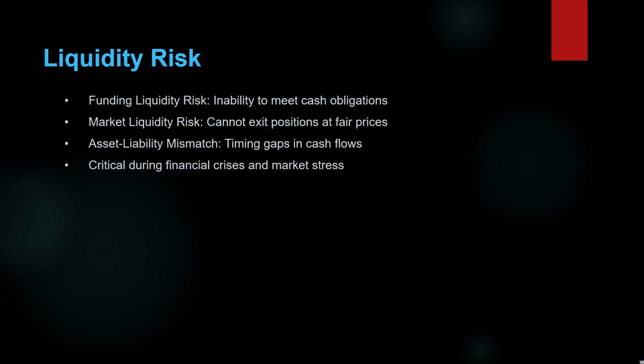Even if the institution is technically solvent, meaning assets exceed liabilities, if it cannot access cash right now, it fails. This is what happened to Northern Rock in the UK in 2007. The bank was solvent but couldn't finance its short-term borrowing, leading to the first bank run in Britain in over a century.